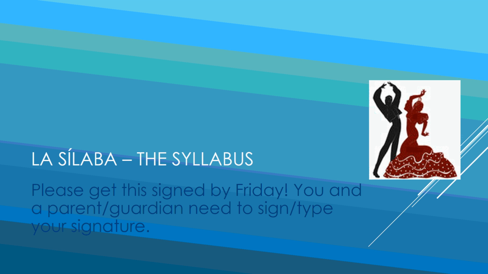This is also in your week of September 8th through 11th. This should be the third post in this topic. It'll say syllabus or Spanish syllabus or syllabus 7. And your assignment, the big assignment for you this week, is to get this signed or typed by Friday. Okay? So you and a parent or guardian need to sign or type your signature and then turn it in on Classroom. If you would prefer to have a hard copy, I will have only a handful available, so make sure you ask immediately if you need one.